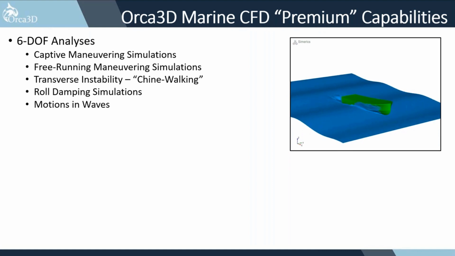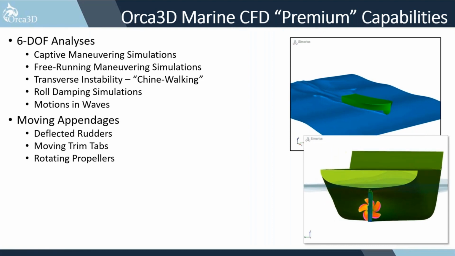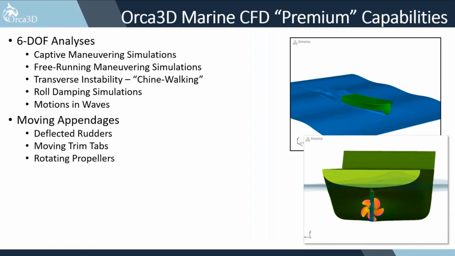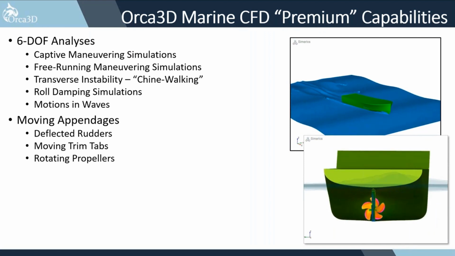Captive maneuvering simulations, we'll talk a little bit more about that in one of our examples. Free running maneuvering simulations, Chen Jay will talk about that in his slides. You can look at things that involve the roll degree of freedom, like transverse instabilities and chine walking. Roll damping simulations or motions in waves is a capability, as you can see in this example here of this model running into head seas. Another capability in the premium version is moving appendages, so having the ability to deflect the rudders or move the trim tabs or rotate the propellers relative to the hull geometry is a capability of premium.